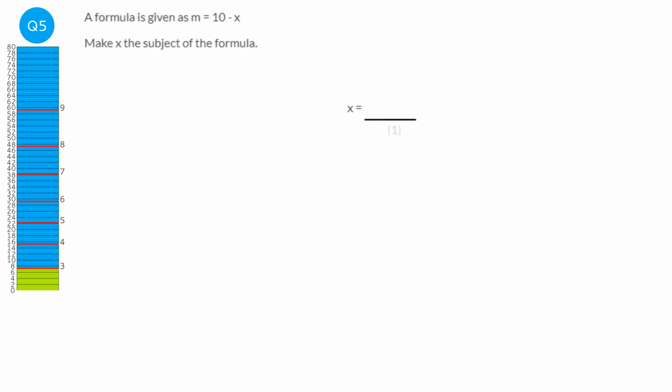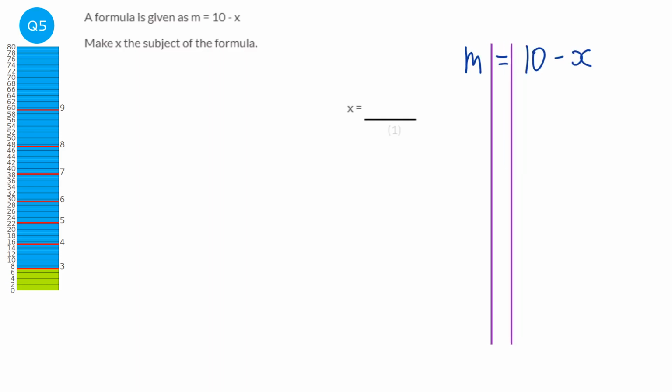To rearrange this, I'm just going to write out the equation again, and I'm going to put my lines in. Okay, so the first thing I'm going to do is try and make the x positive, because we're looking to make x the subject of the formula, which means we need it to be x equals. So what I'm going to do is just add x both sides. So we've got x plus m equals 10.